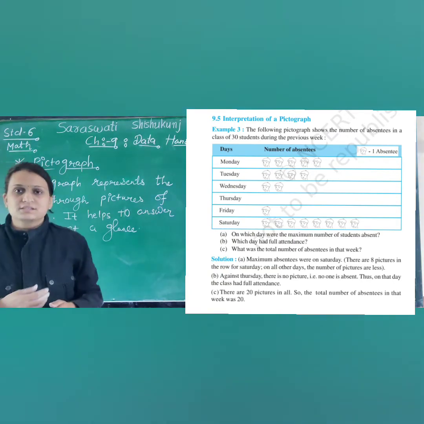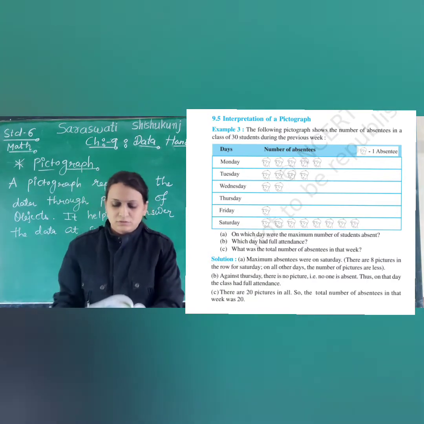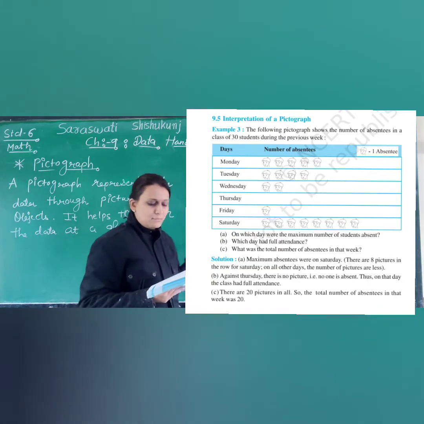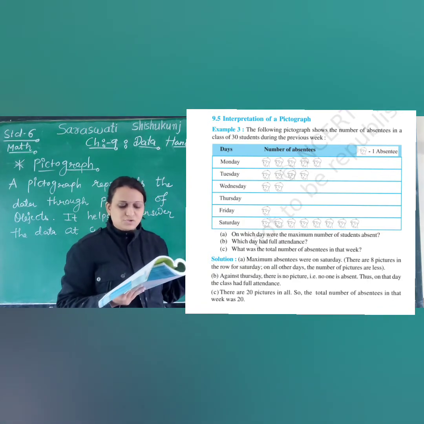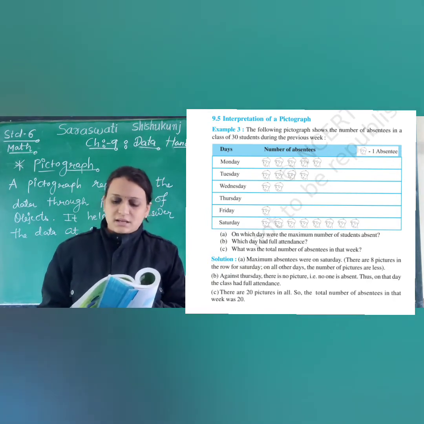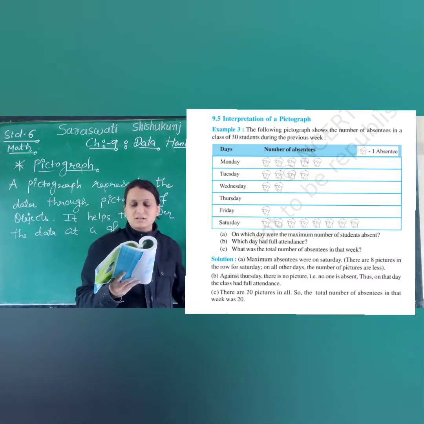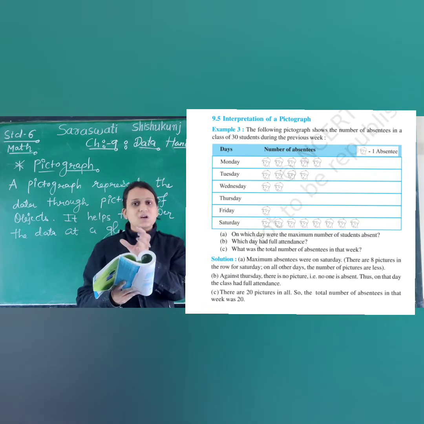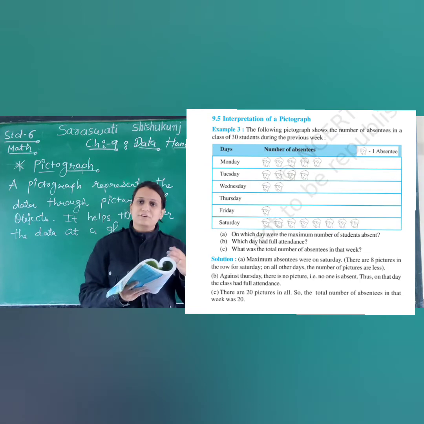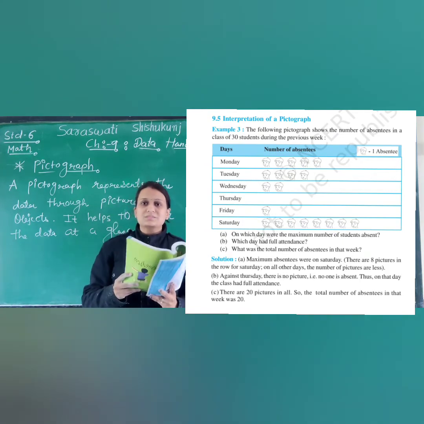Okay, so now let us understand the pictograph with the help of one example. Here you can see the example: the following pictograph shows the number of absentees in a class of 30 students during the previous week. Here the absentees are shown. Days are given: Monday, Tuesday, Wednesday, Thursday, Friday and Saturday, and different faces of the students are shown. From the pictograph we have to answer the 3 questions given below, A, B and C. But before that, we are going to see the scale.